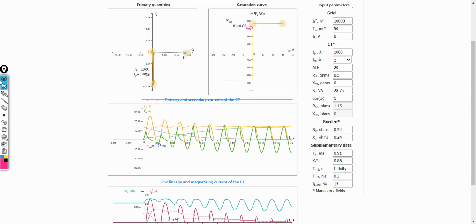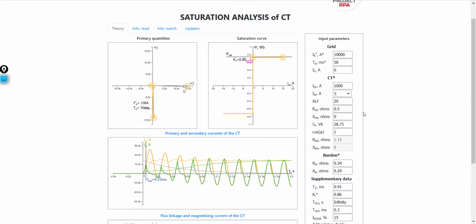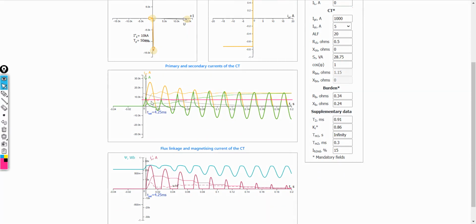Now I have changed the fault inception angle in such a way that the value of the Fourier filter increases as slowly as possible. In this case, the pickup value is reached at about 70 milliseconds. This is already a considerable delay, although the saturation time here is 4 milliseconds, which is higher than the 2.6 milliseconds we had before.